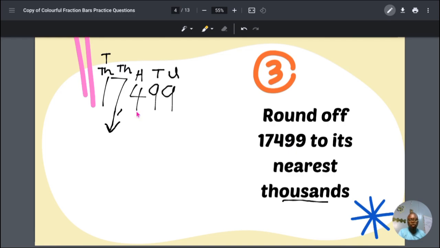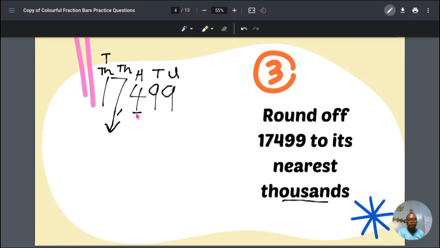Next step is for you to look to the next number, which is a 4. If this question had said to the nearest hundred, that means this 4 would be your number. But it says to the nearest 1,000, so I'm starting with a 7. Next step is to look next door. Look at the digit next door, which is the 4.